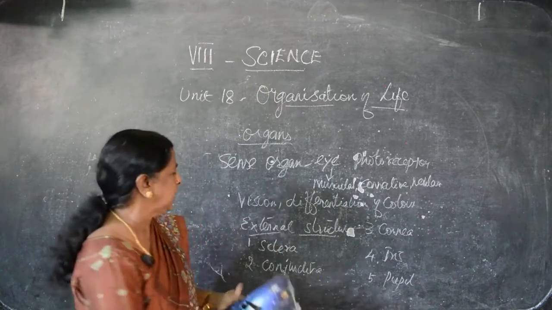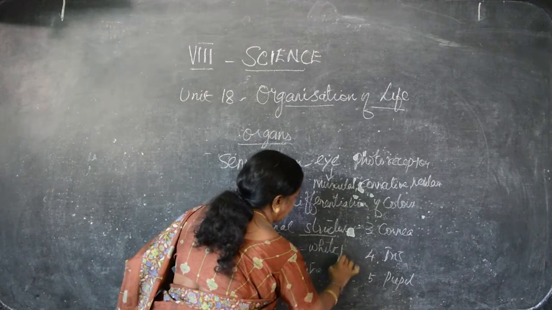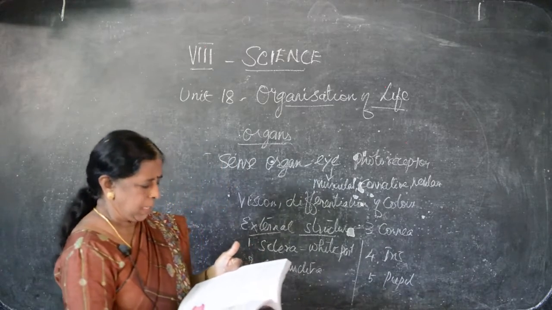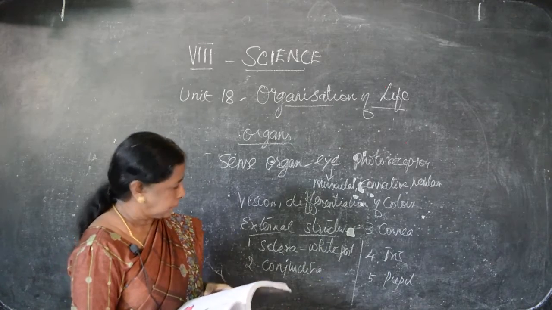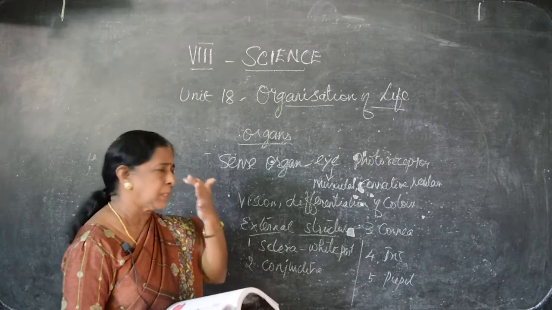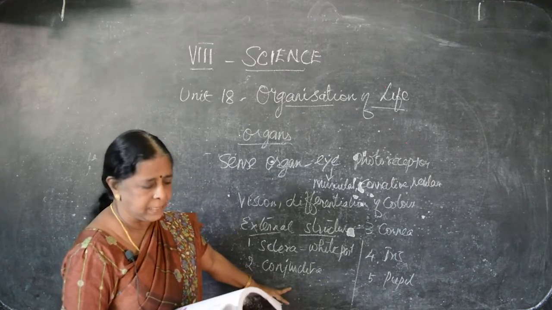Sclera is known as the white part of the eye. In our eye, the white part is there, no? That white part is known as sclera. And conjunctiva is a thin transparent membrane that spreads across the sclera. Across the sclera means throughout the sclera, the white part. It is connecting tissue.